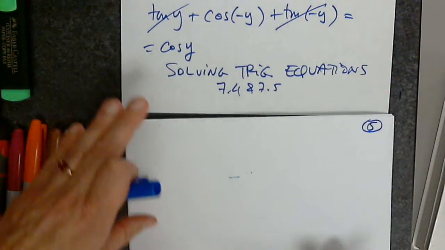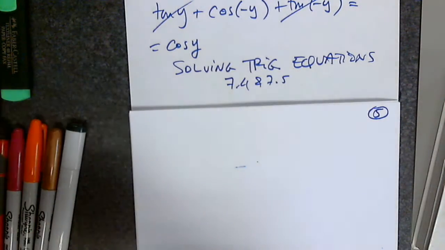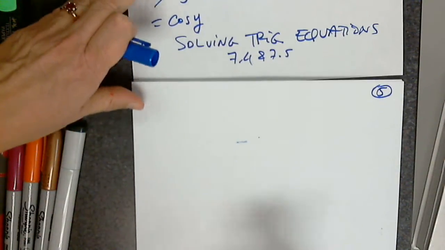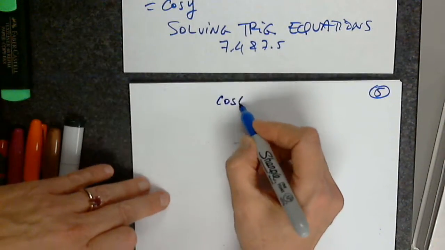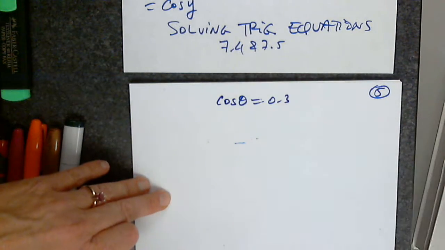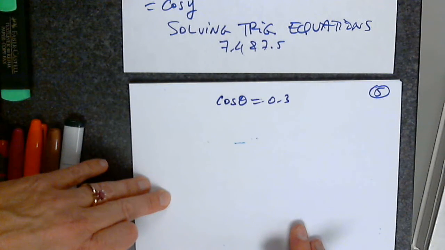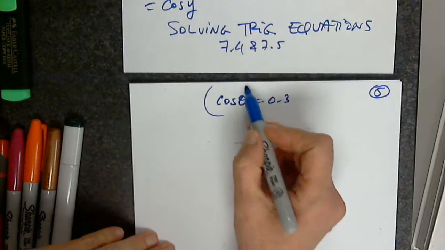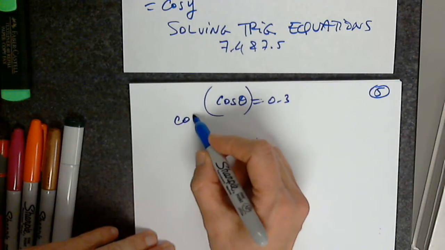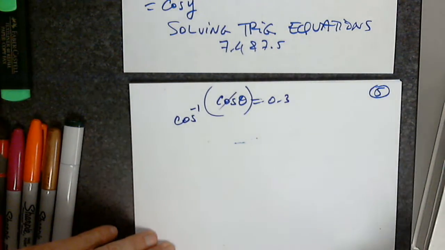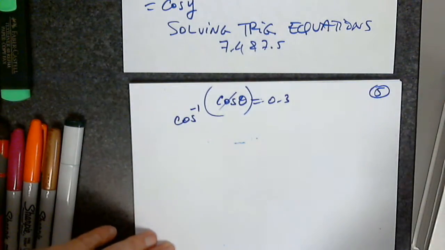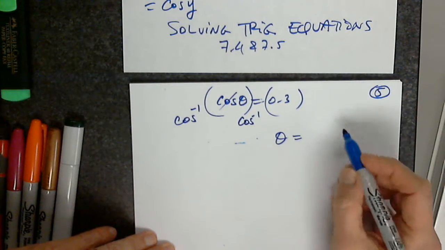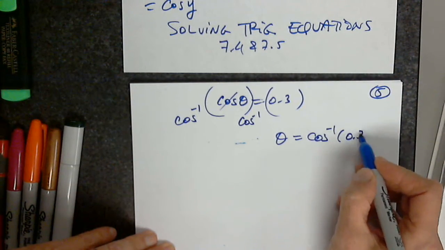Without even talking about the idea, we solved many trig equations. Here is an example that we solved a long time ago. If cosine theta equals 0.3, how do I determine theta? I apply a function. I'm not multiplying it. Which function? Inverse, because inverse cosine will remove cosine. But I have to do it to both sides. And then I get theta equals cosine inverse of 0.3.